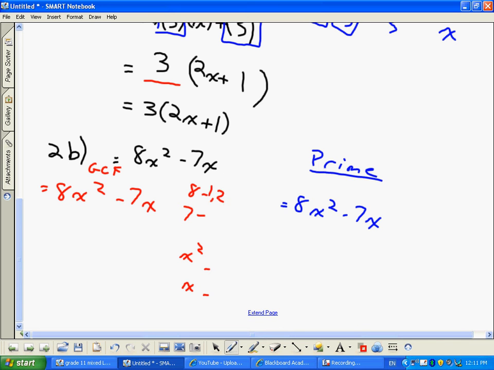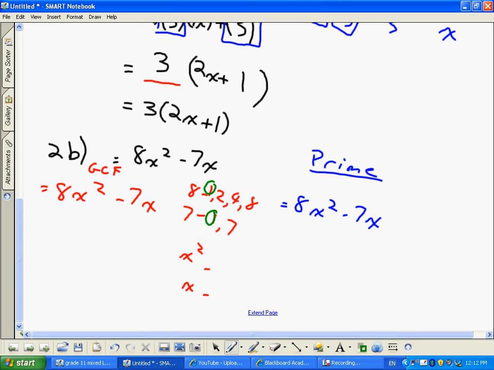So factors of 8, we got 1, 2, 4, and 8, and factors of 7, 1 and 7. Well, when I look through this, the only common factor here is 1. Kind of screwed that one up, but only common factor is 1. If I take out 1, is it going to change anything? Are those numbers going to change when I divide them by 1? No. Nothing's going to change.